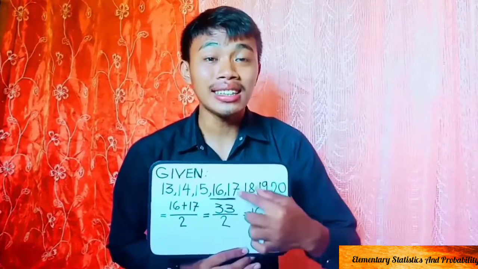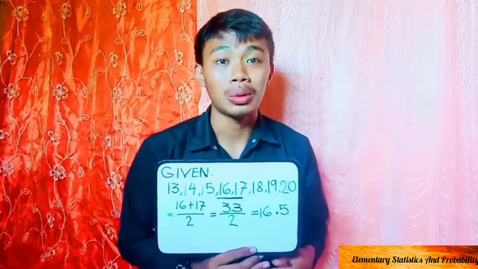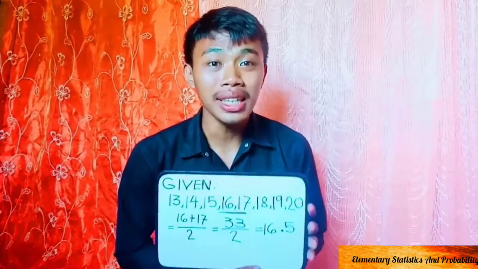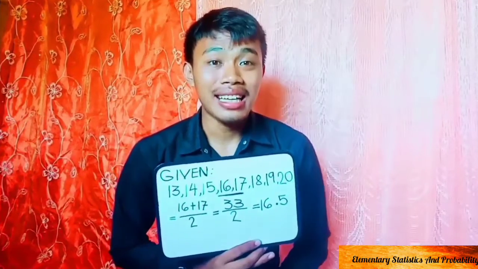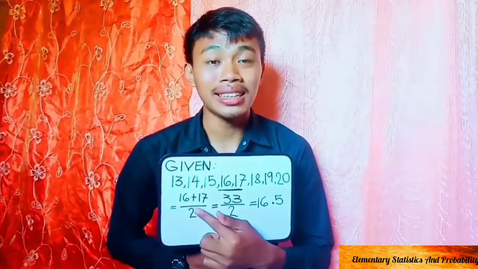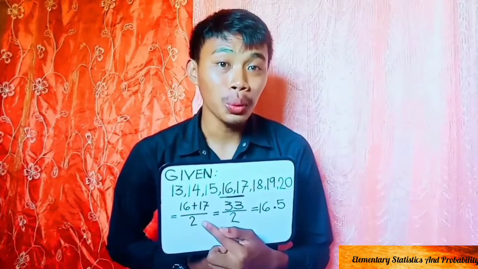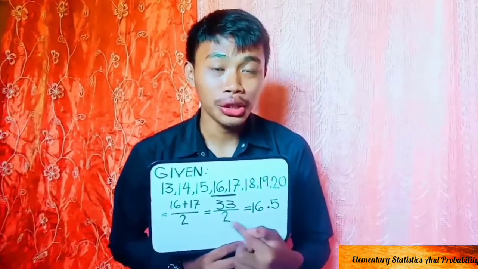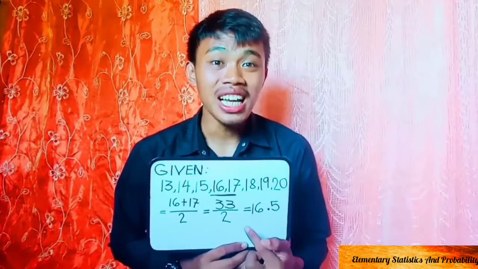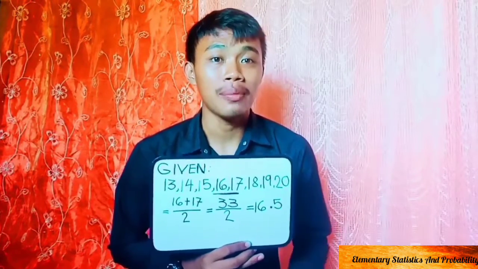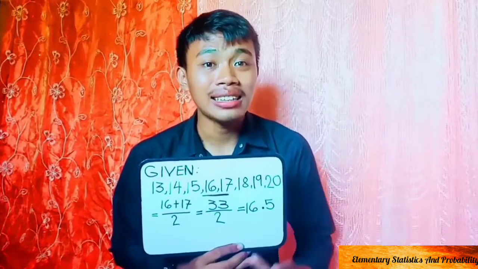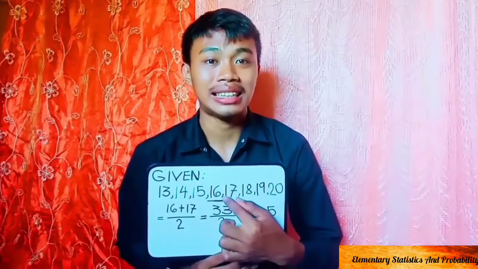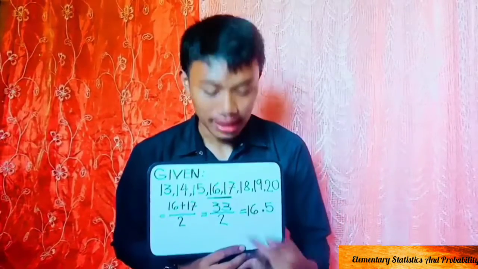So 16 and 17 are the two in the middle. To find the median, we add them. So 16 plus 17 divided by 2 is equal to 33 over 2. And the final answer is 16.5. So our median is 16.5, which is a value that we cannot see in the middle, between 16 and 17.